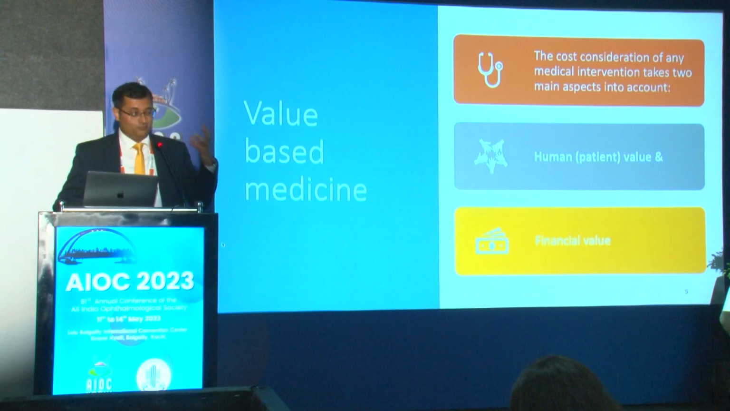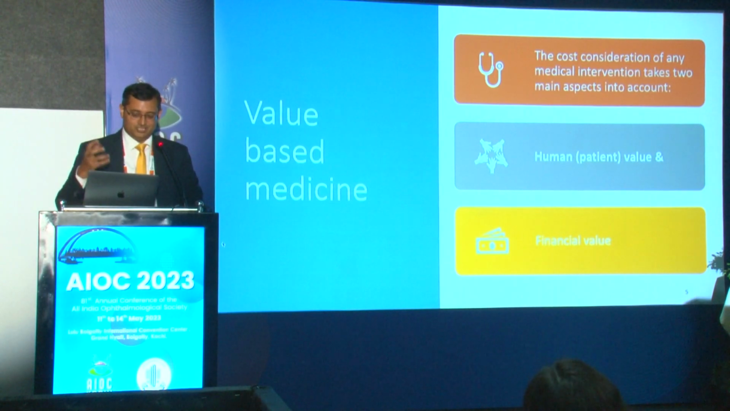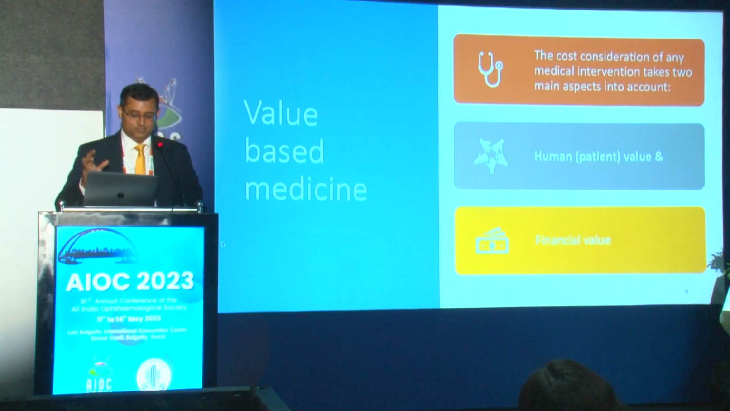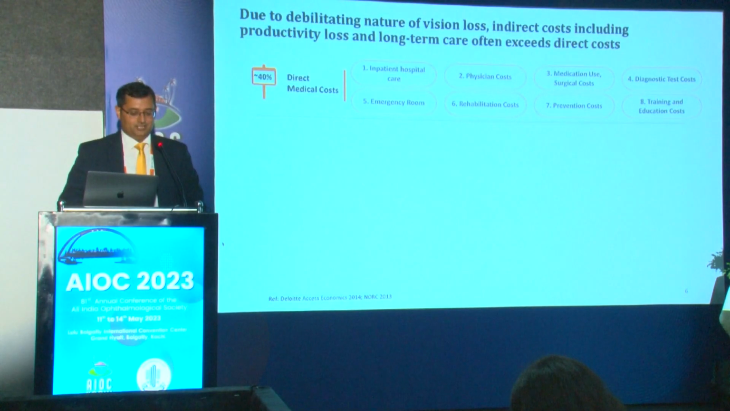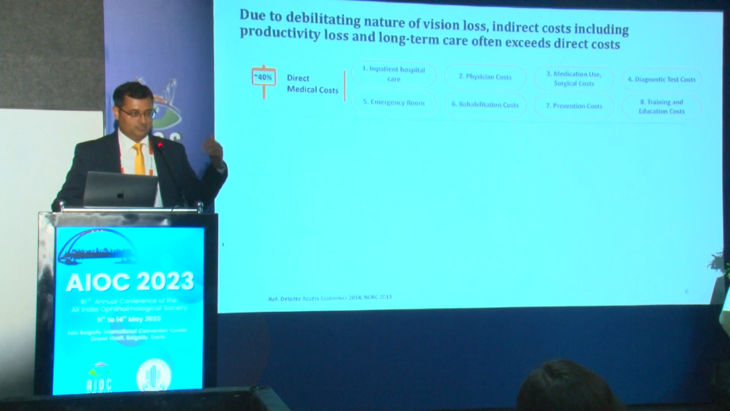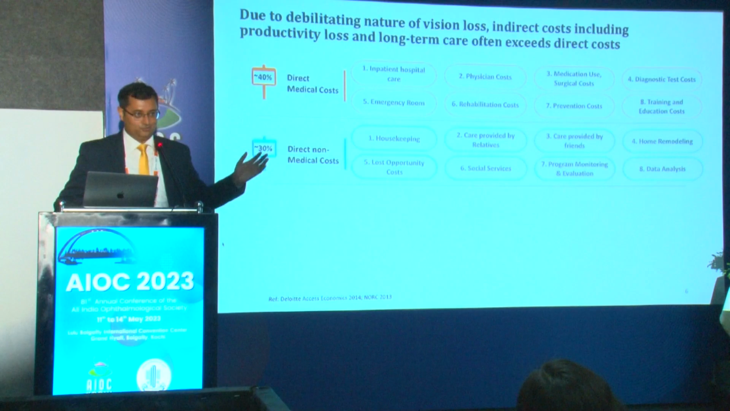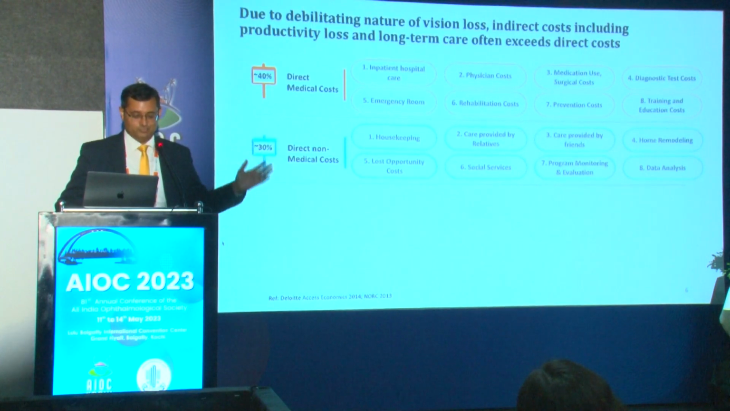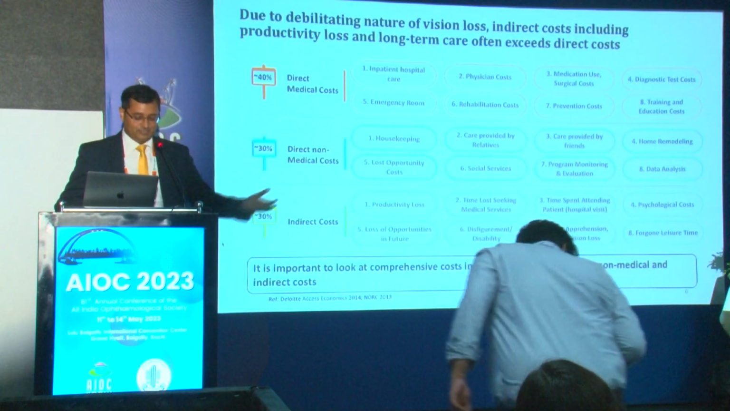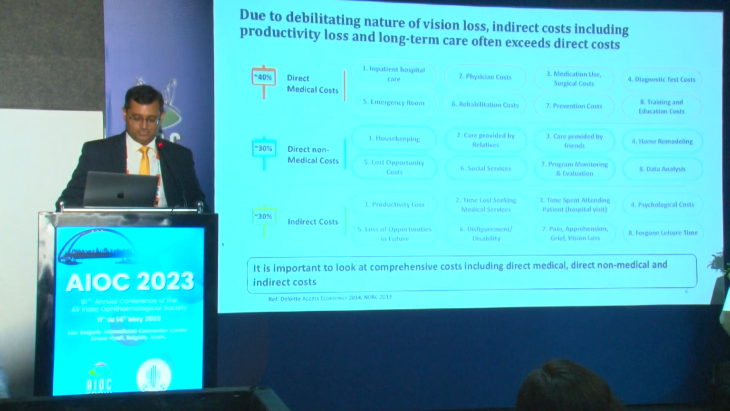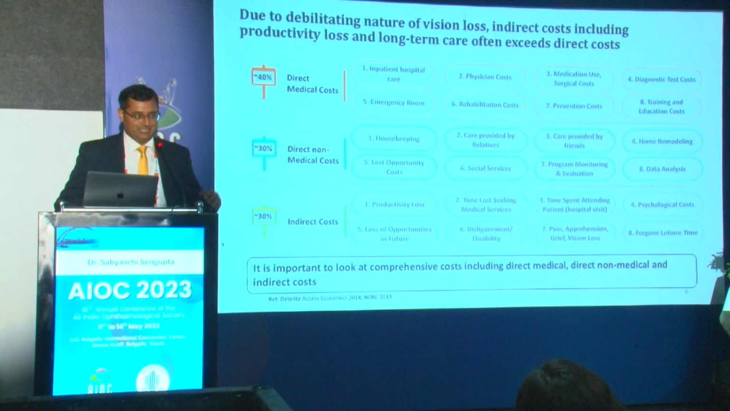So we are really talking about value based medicine, isn't it? So the cost consideration is one part of it, the human or the patient value is one part of it, and there is a financial value to all of this. So how do we tie in all these together is what essentially we are talking about. When you talk about costs, there are direct medical costs, as we all know. It's about inpatient care and other things. There are direct non-medical costs, where a hospital is involved, where starting from housekeeping to so many other things. There are indirect costs, such as productivity loss, and time for seeking care is not there.